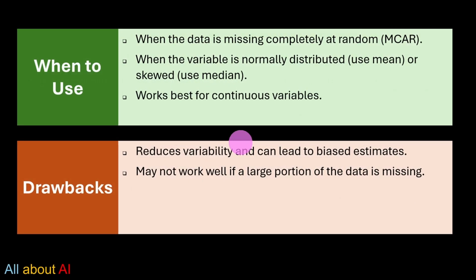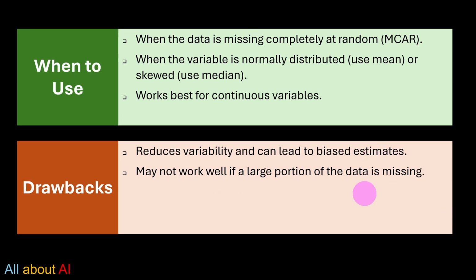Now, when to use mean or median? When data is missing completely at random, we can use this. When the variable is normally distributed, usually we can use mean. If it is skewed data, we can use median. And both these methods are useful for continuous variables. Now, a few drawbacks. This imputation reduces variability and can lead to biased estimates. It may not work well if a large portion of data is missing.